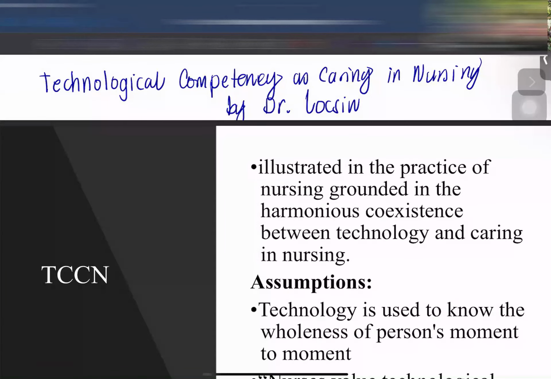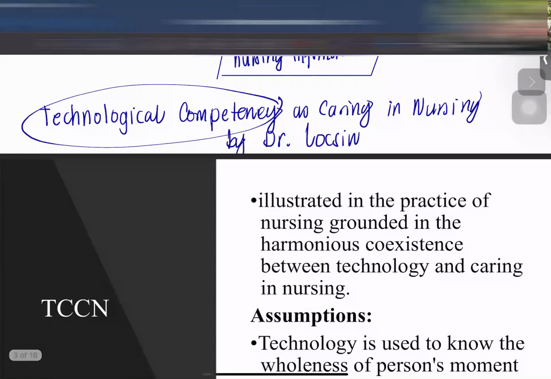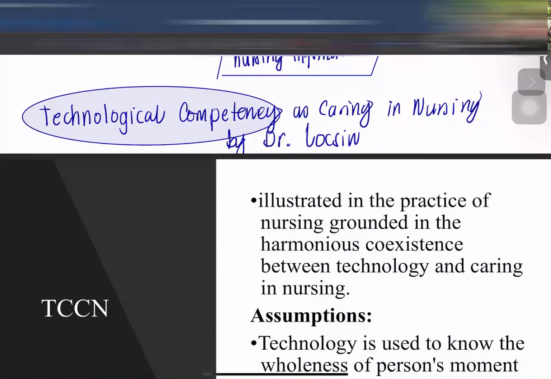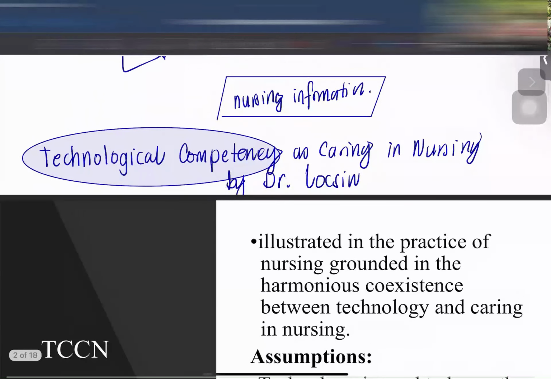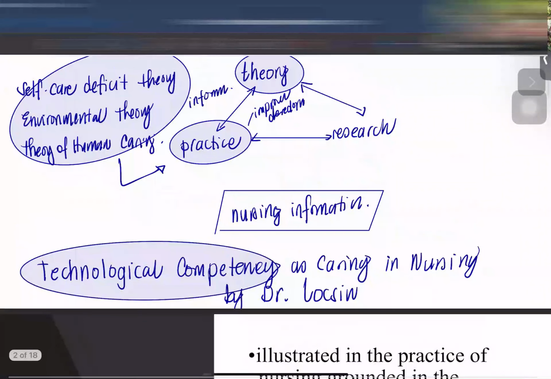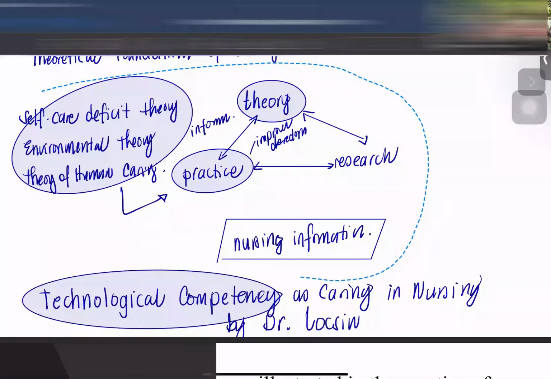Now, look at the theory, no? Look at the theory and try to read the title. It says technological competency as caring in nursing. Okay, this is the theory given to us by Dr. Locsin. Now, class, let's go back muna to the modern world. What is oftentimes the concern when nurses handle technology?